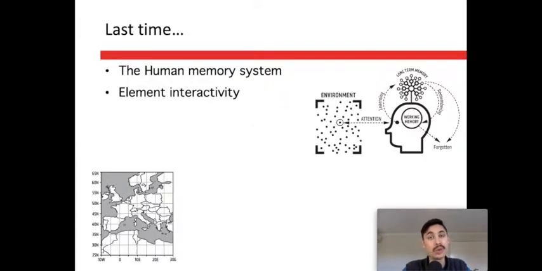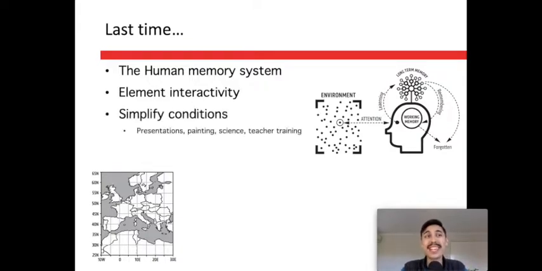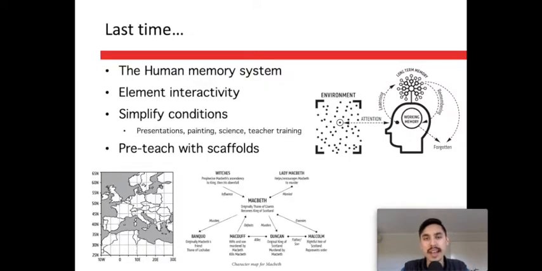We then looked at 2 practical strategies for teaching in line with these ideas. The first was the idea of simplifying conditions. So whether you're doing a presentation, painting, science, or teacher training, or anything else really, it's really valuable for us to be aware of the number of elements that we're asking our students to deal with and learn at any given time. And the final idea we looked at was the idea of pre-teaching with scaffolds and how that can help to reduce the number of elements that students have to deal with.